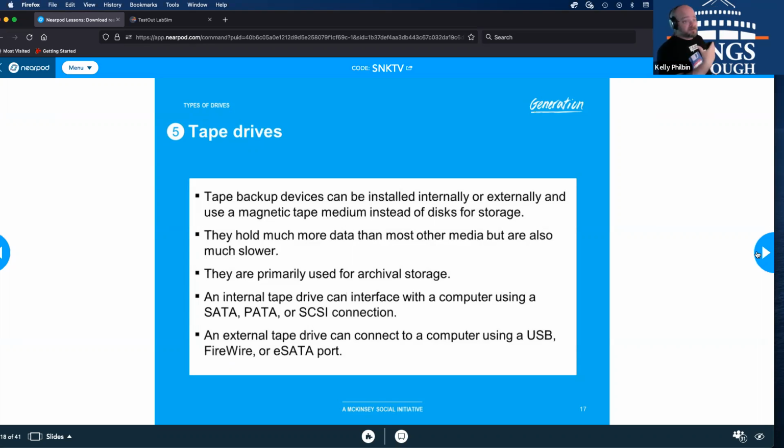So as a backup medium, if you do a full backup, pulling your information from this takes a long time. But the information that you wrote to it is still in good working order. Internal tape drives can be hooked up either with SATA, PATA, or SCSI connections. Externals, typically USB, FireWire, or eSATA, the E standing for external.